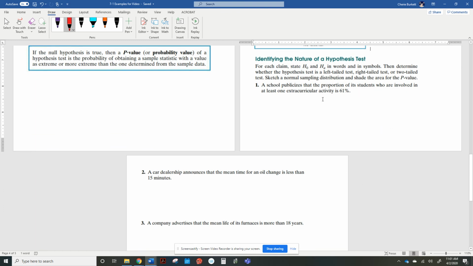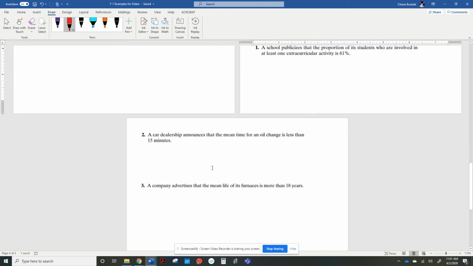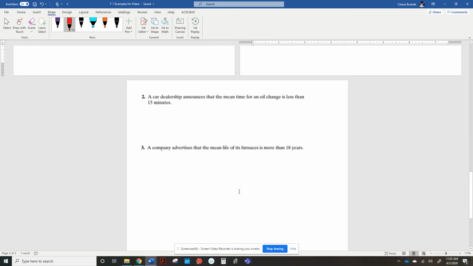You can go ahead and look at these right here. What do the directions say for each claim? You're going to do the same thing. Identify the claim, and then label the null and the alternative hypothesis. Be sure you're using symbols. Then tell me if it's a right tail, left tail, or two tails test. Go ahead and sketch a normal sampling distribution, and we'll do the shading part together. I'm going to stop this, but see if you can do problems 1, 2, and 3, everything except for the shading part.